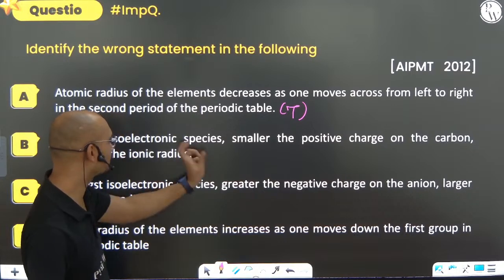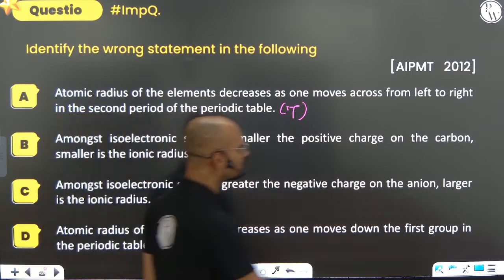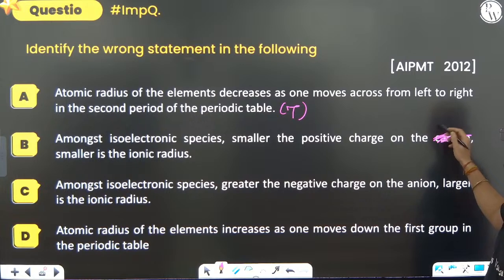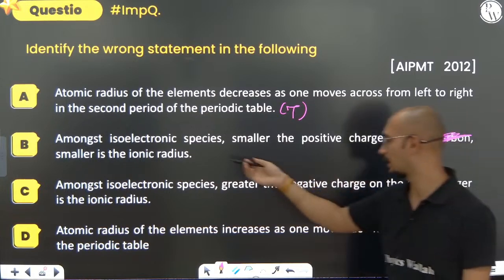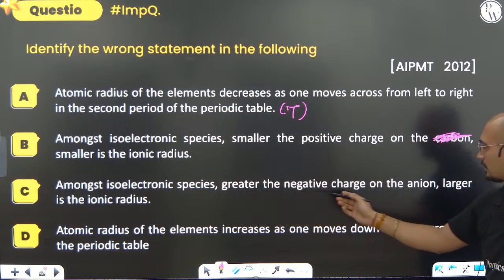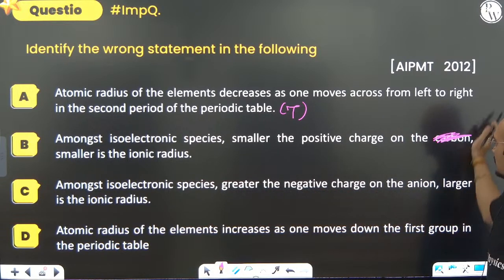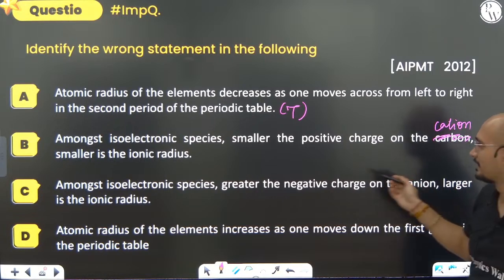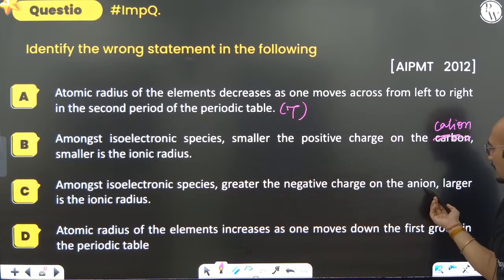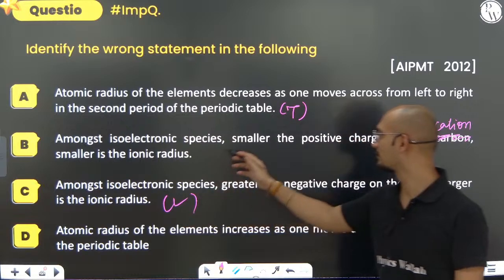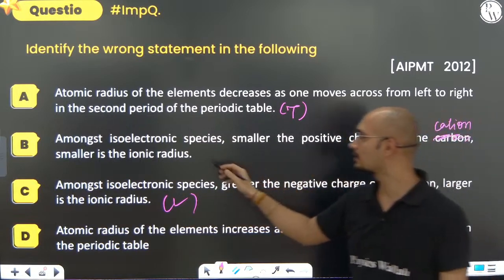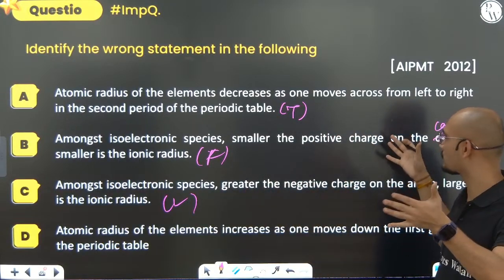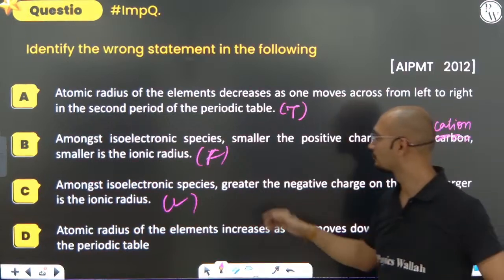Okay, amongst the isoelectronic species, smaller the positive charge on the cation, smaller is the ionic radii. Okay, amongst the isoelectronic species, greater the negative charge on the anion, larger is the ionic radii. Yes. Here, smaller the positive charge, smaller the ionic radius? No, it is false. The larger the positive charge, the smaller the ionic radius. That is correct, so this statement is false.